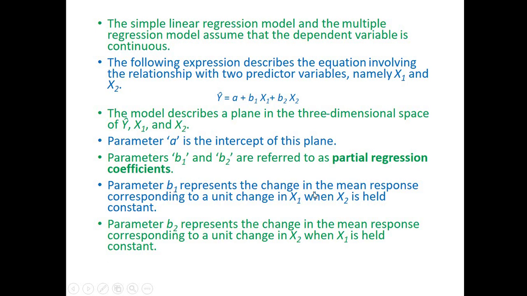So parameter b1 represents the change in the mean response corresponding to a unit change in x1 when x2 is held constant. Similarly, b2 represents the change in the mean response corresponding to a unit change in x2 when x1 is held constant. That is, b1 is the change in the mean response corresponding to a unit change in x1 when x2 is held constant, and b2 is the change in the mean response corresponding to a unit change in x2 when x1 is held constant.